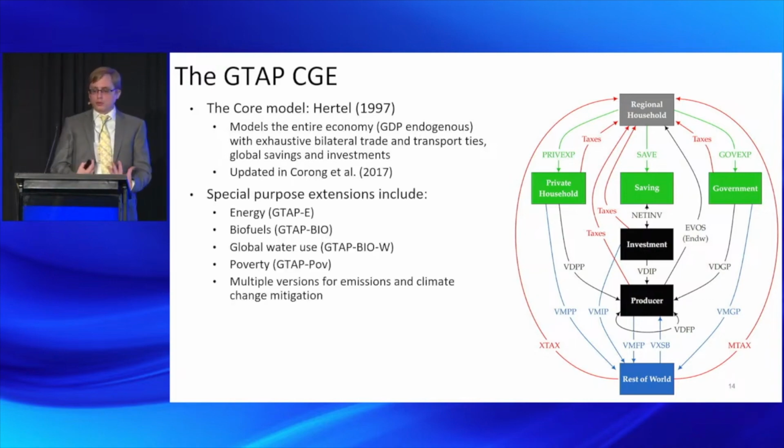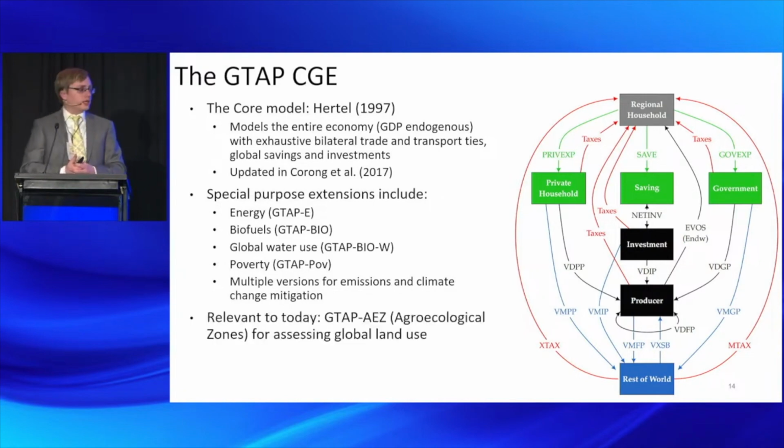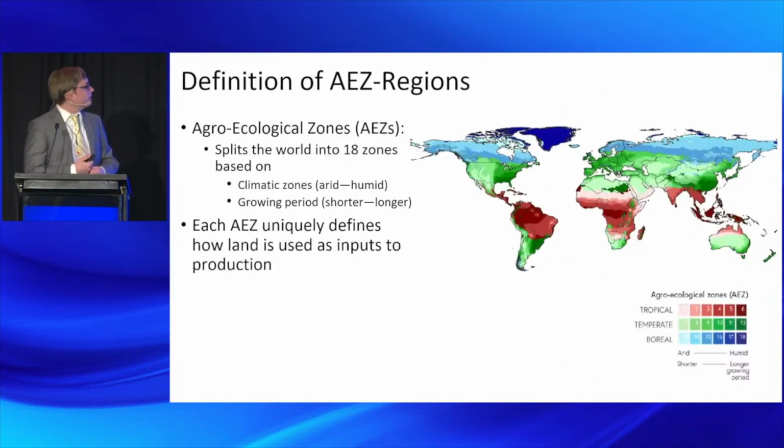But before going to what we actually did, I want to mention the GTAP community has been successful because it's promoted open science, and they have a wide variety of different spin-off models, if you will. It's almost an alphabet soup of different variants of the GTAP model, like GTAP-AE for energy, or bio for biofuels, or POV for poverty. The one that we're going to use today is the GTAP-AEZ, or Agroecological Zone Model, which has in the past been used for assessing how can we optimally use our global land cover that we have.